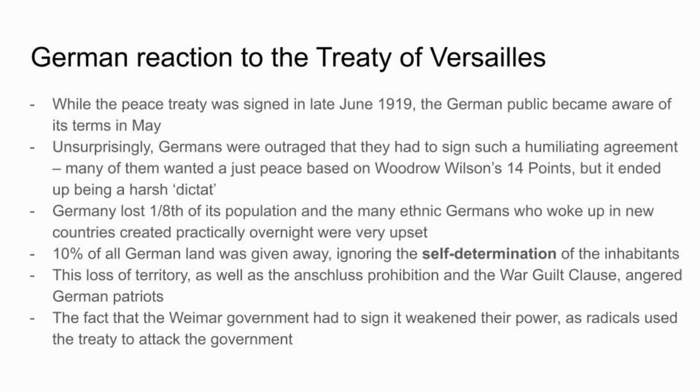So the Poles were to live under the Polish government, the Czechs were to live under Czechoslovakia, the Baltic states were to be independent from both Russia and Germany. But for Germany, that was not applied, and that made people once again really, really angry. This loss of territory, as well as the Anschluss prohibition and the war guilt clause, angered the German patriots. And the fact that the Weimar government had to sign it weakened their power. It delegitimized them, as radicals used the treaty to attack the government.